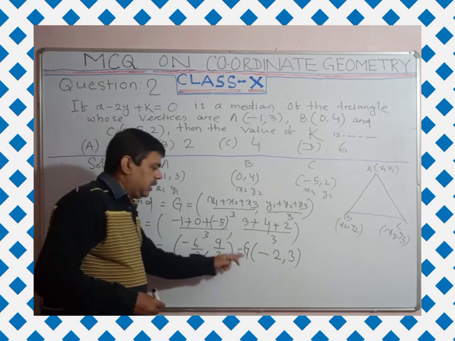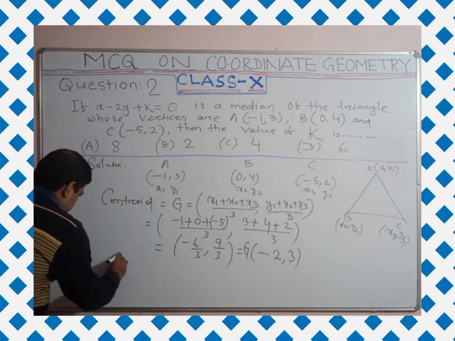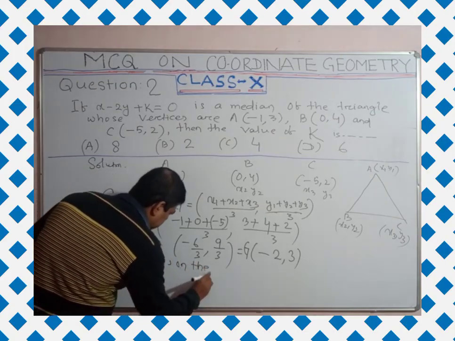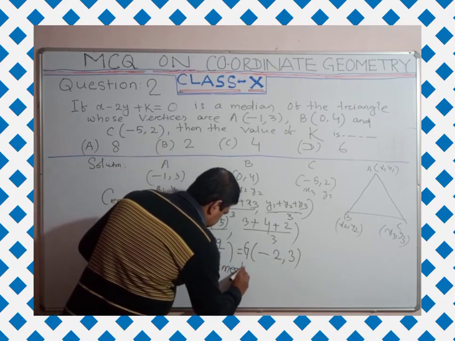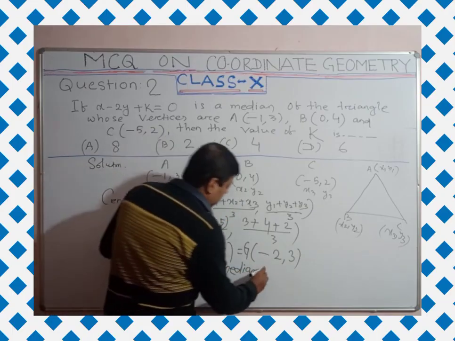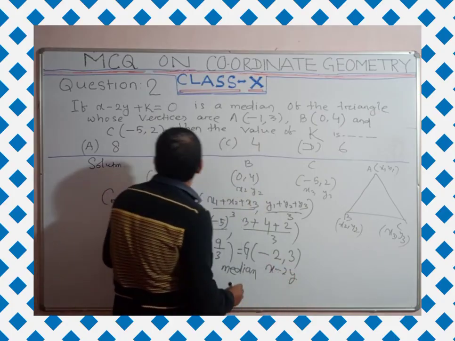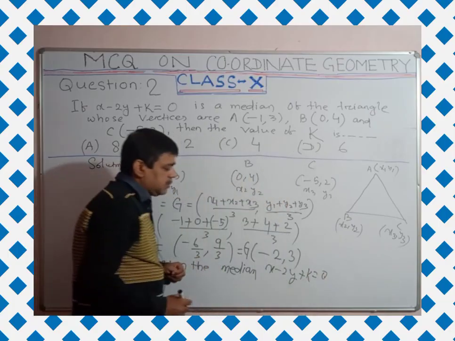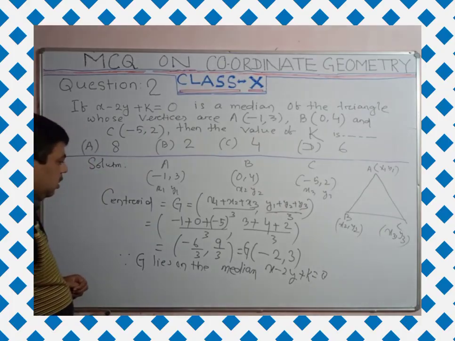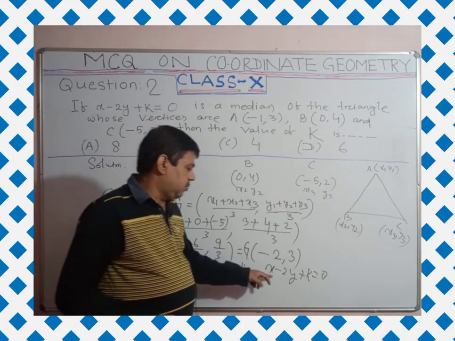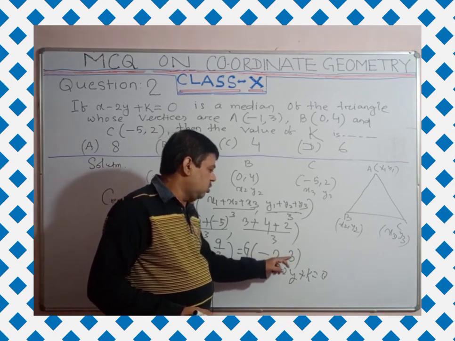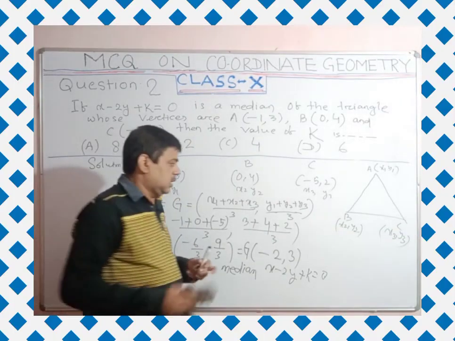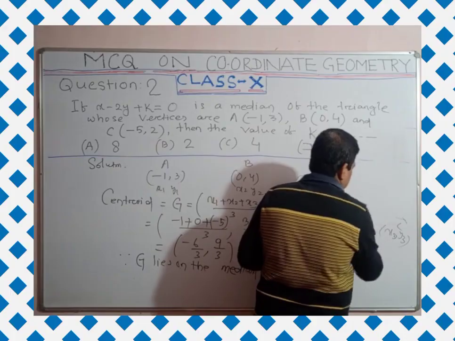Okay, we know that the centroid lies on the median. So G lies on the median, whose equation is given: x minus 2y plus k. Median is a line whose equation is given. So since the point G lies on the median, for x equal to minus 2 and y equal to 3, the equation must be satisfied. Yes or no? The equation must be satisfied.